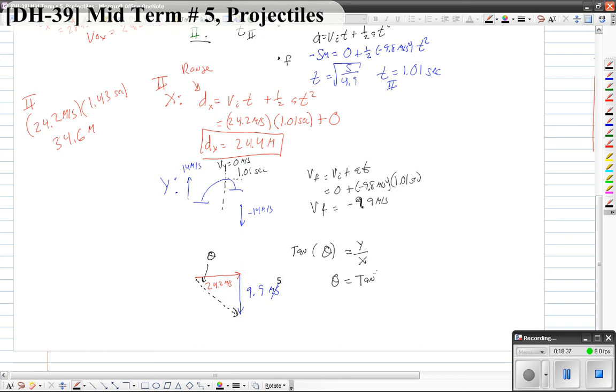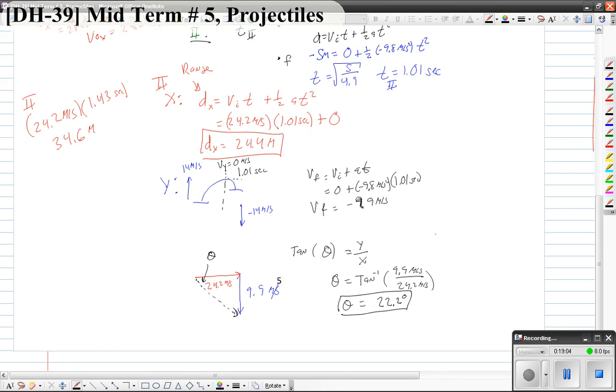So if you take the inverse tangent of 9.9 meters per second over 24.2 meters per second, you're going to get a theta that is 22.2 degrees. So 22.2 degrees from the horizontal, or 22.2 degrees south of east, if you like, as I drew it. But that is going to be the direction. To get the magnitude, it's even easier.